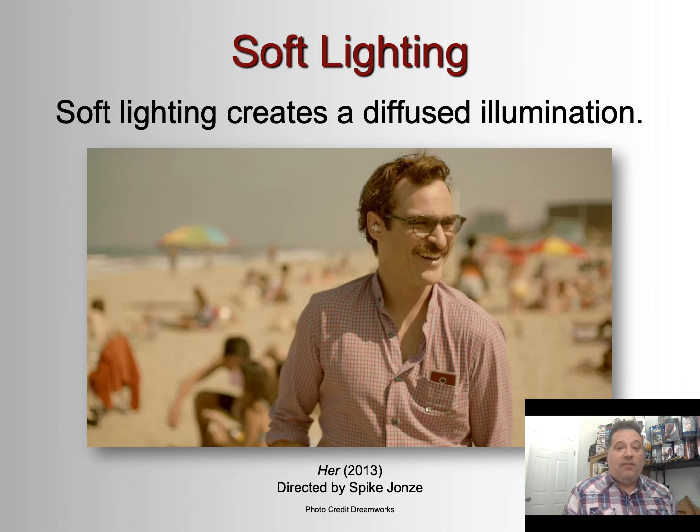Soft lighting creates a diffused illumination, right? Light diffused across the image, dispersed. And you can see that in the shot from here. He's on the beach, right? And when we're on a beach, the sun's very bright. We don't see everything very clearly because it's so bright. And the effect of that is being rendered here with the soft lighting.